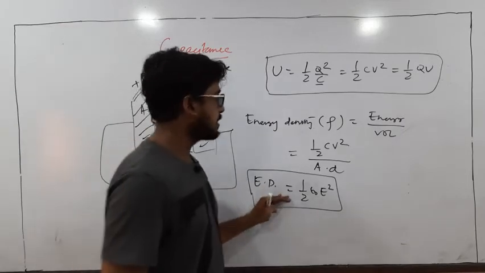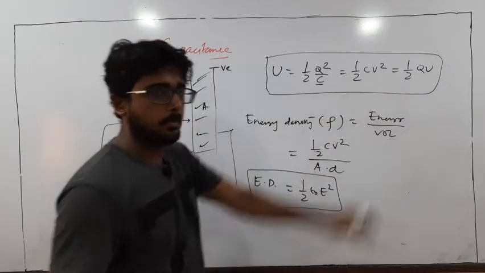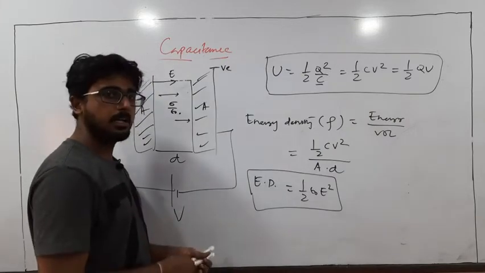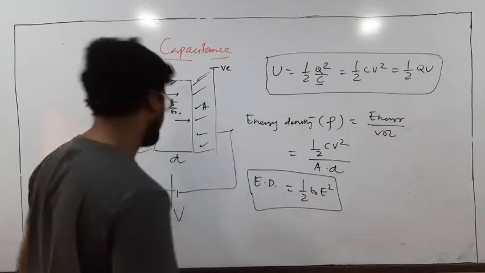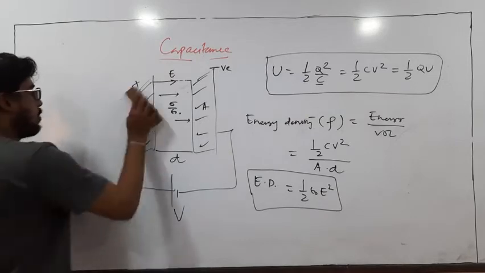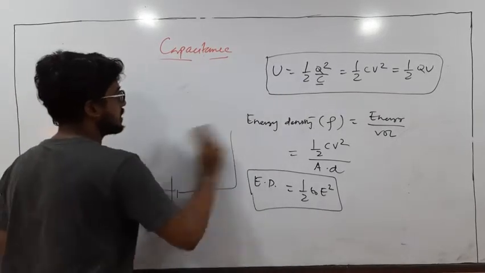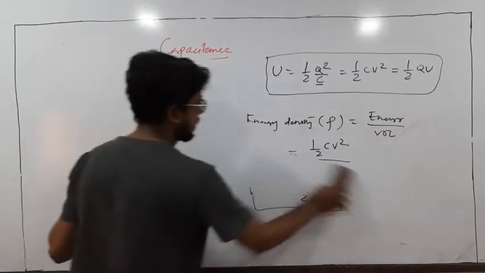Okay, so this is the energy density, this is the energy stored in a parallel plate capacitor, and we already know the capacitance of a parallel plate capacitor, that is A epsilon naught by D. So next we will discuss the combination of capacitors, that is series and parallel grouping.